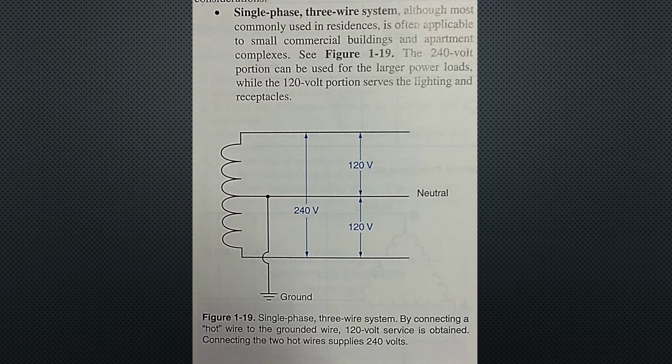First, the single phase 3-wire system. Although the most commonly used in residences, it is often applicable to small commercial buildings and apartment complexes. See Figure 1-19. The 240 volt portion can be used for the larger power loads, while the 120 volt portion serves the lighting and receptacles.